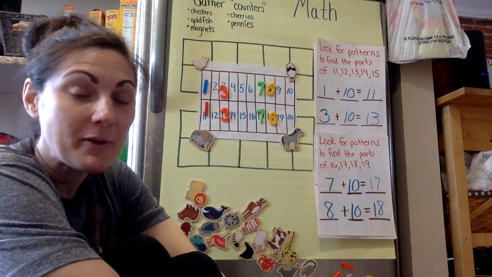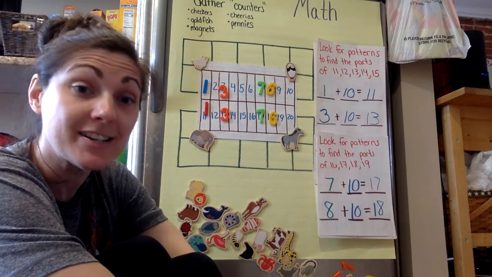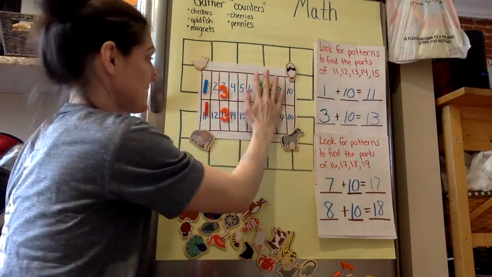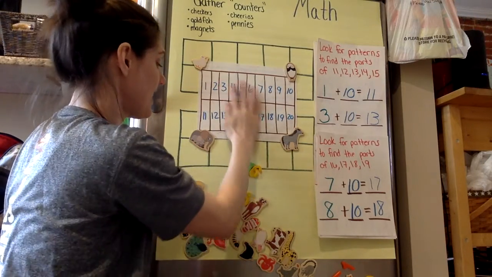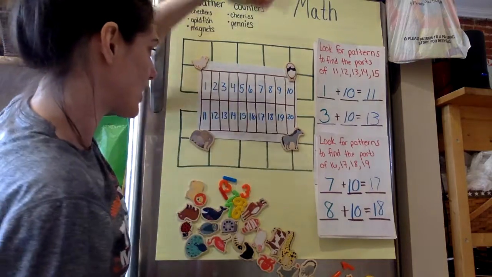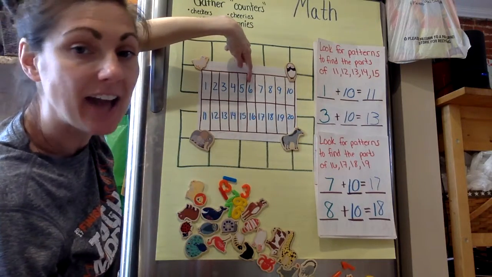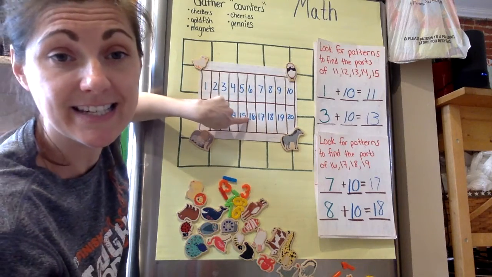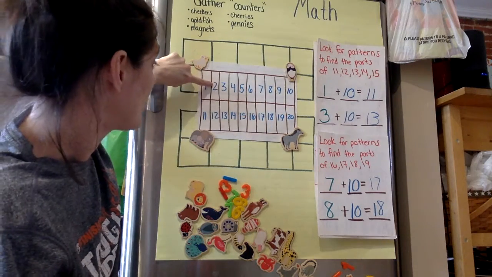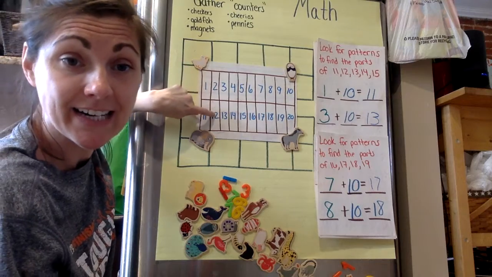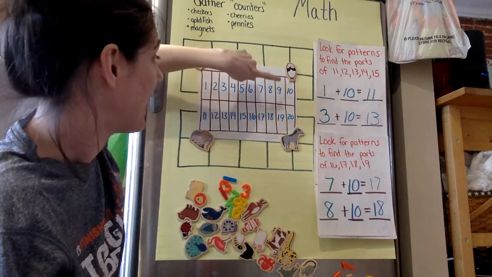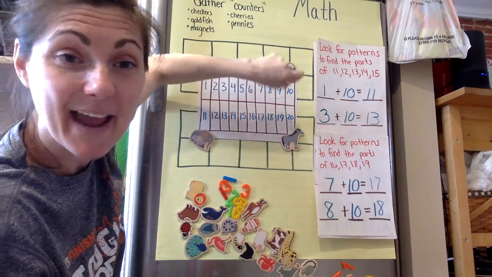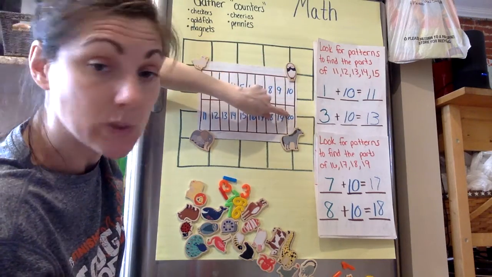Well, every time you add 10 on a number grid, the answer is the number that's directly below the number you started. Okay? For instance, I could start anywhere. If I start at 6 and I add 10, I don't even have to count. 6 plus 10 is 16. 2 plus 10 is 12. 9 plus 10 is 19. 10 plus 10 is 20.